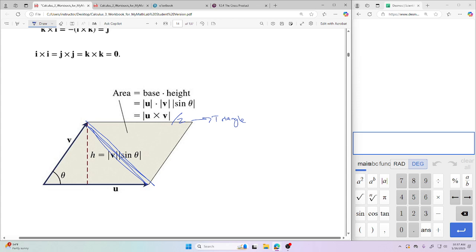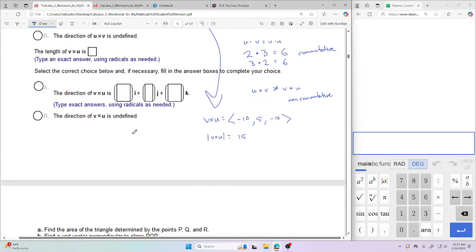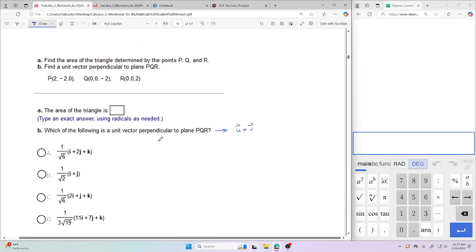So let's use this formula. I'm saying magnitude of the cross product. There you go. So let's do that. I'm going to find the cross product, find the magnitude, just like we did here. And actually, you know what? I want y'all to do that.